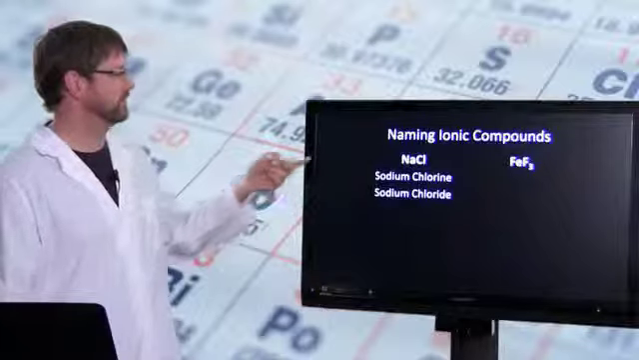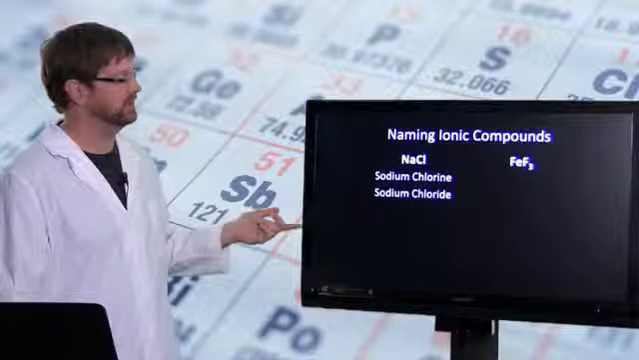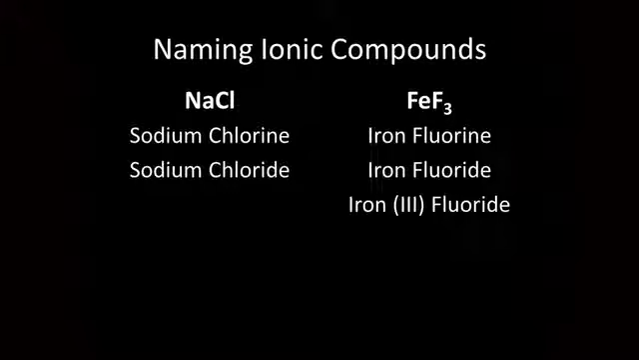Now, iron fluorine here is actually a little bit more complicated. Again, we write iron and fluorine down. Change the ending of fluorine to fluoride, so it's iron fluoride. Now, for transition metals like iron, they can have different charges.